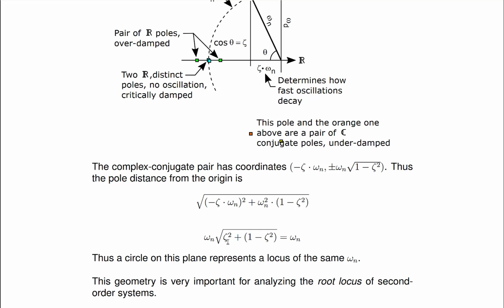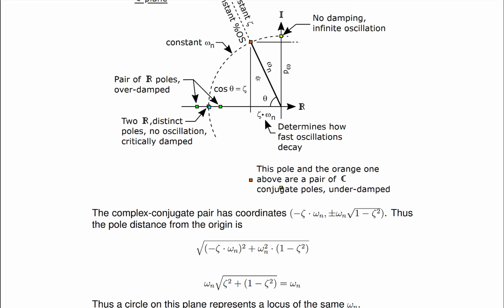Oh, look what happens then. We have a zeta squared term and a minus zeta squared term, so they kill each other off, and we have a square root of 1, which goes away, and so the distance out of these roots anywhere along this curve is going to be omega n. So the curve actually represents a locus of constant omega n. So any system or systems that have poles on this curve are all going to have the same omega n.